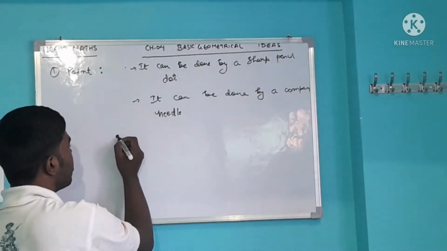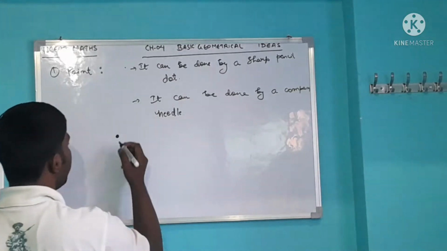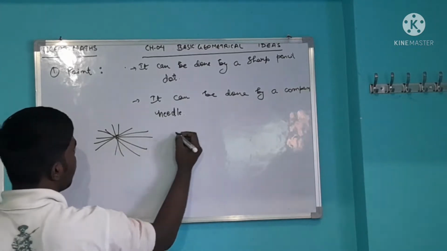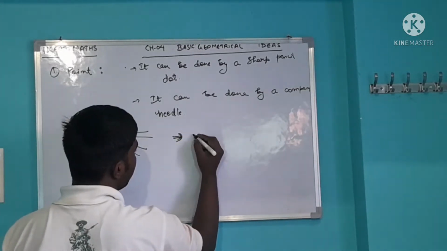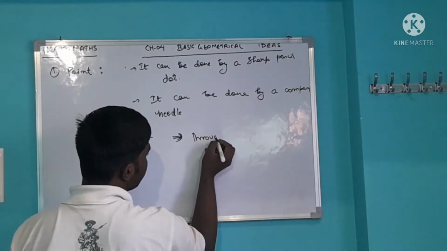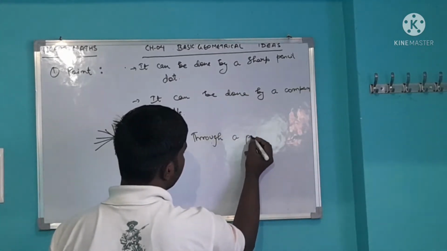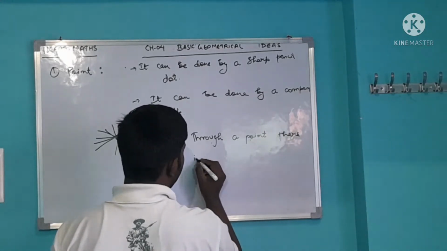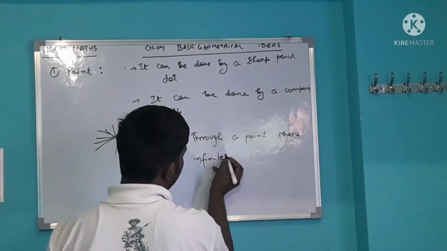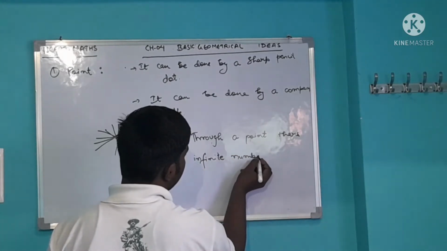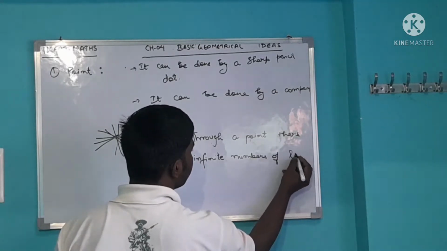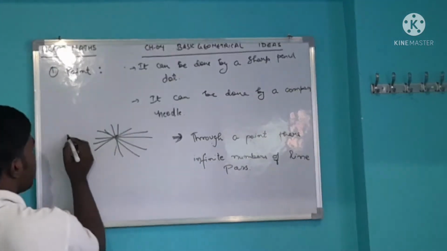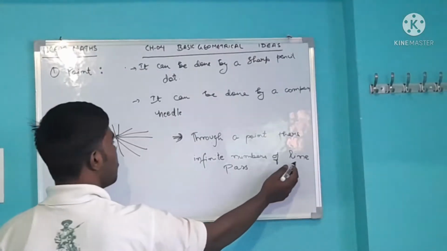Infinite number of lines pass through a point, which means the conclusion we get is that through a point, infinite numbers of lines pass.